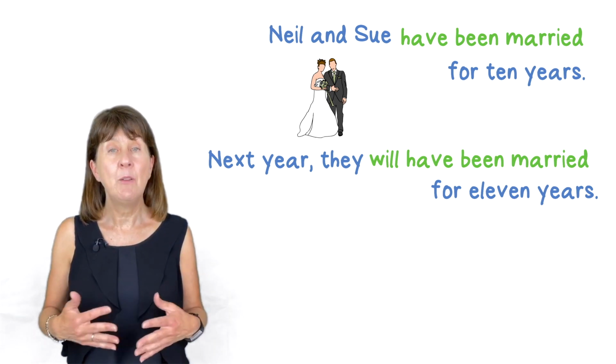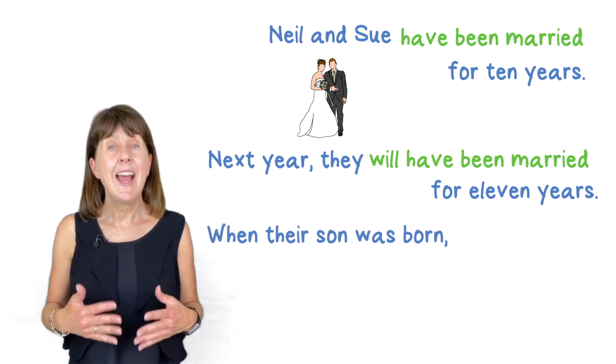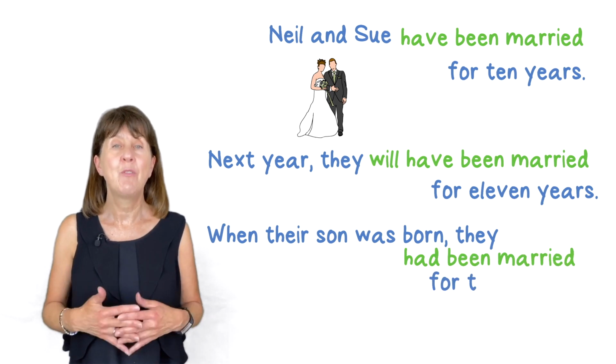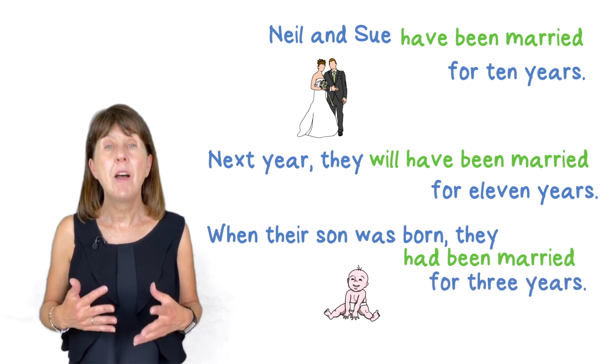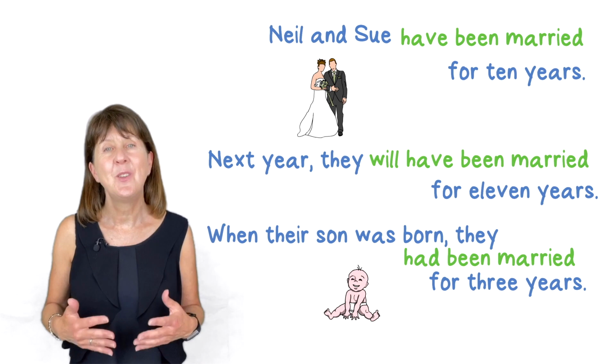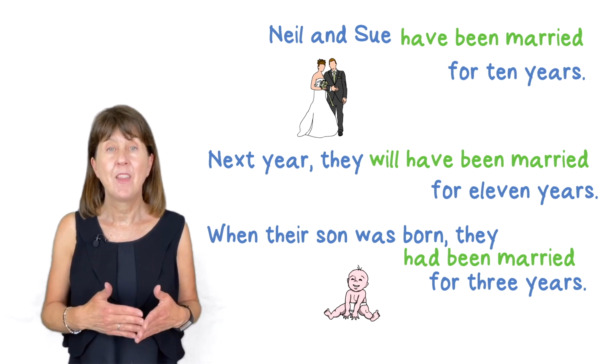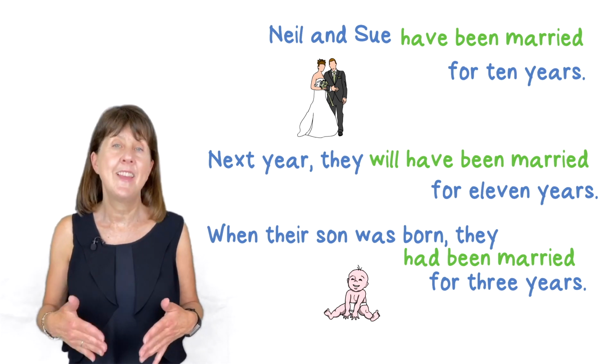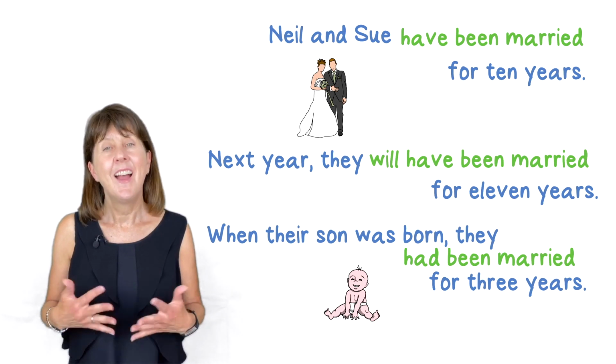And finally, when their son was born, they had been married for 3 years. This is the past perfect. This is used for an earlier past. So they married first and then they had their son. Okay, so that's it for now. I hope you feel more confident using the future perfect simple in English.